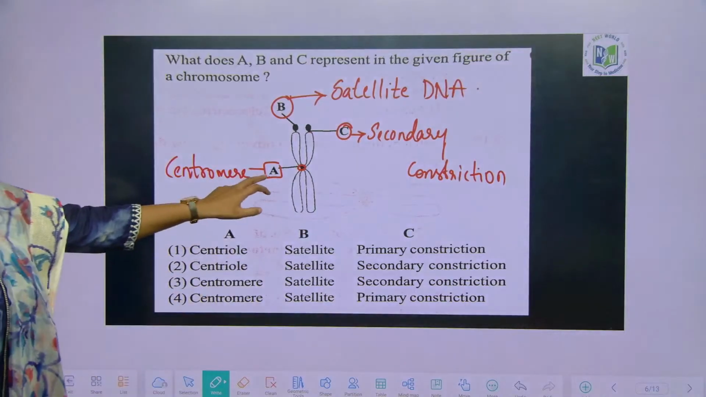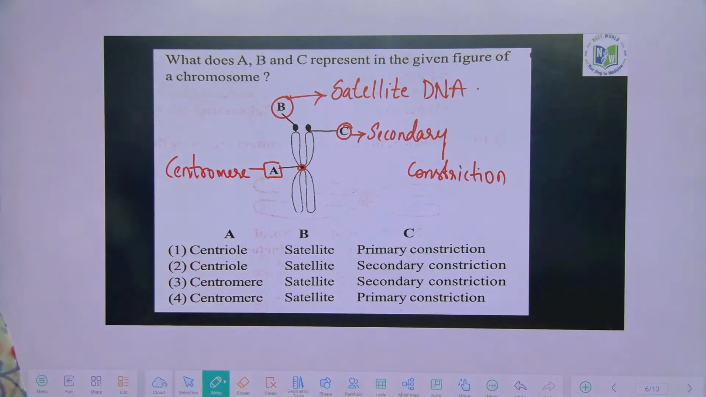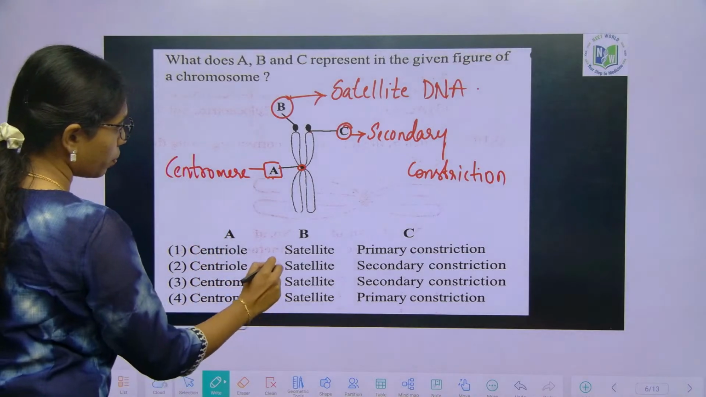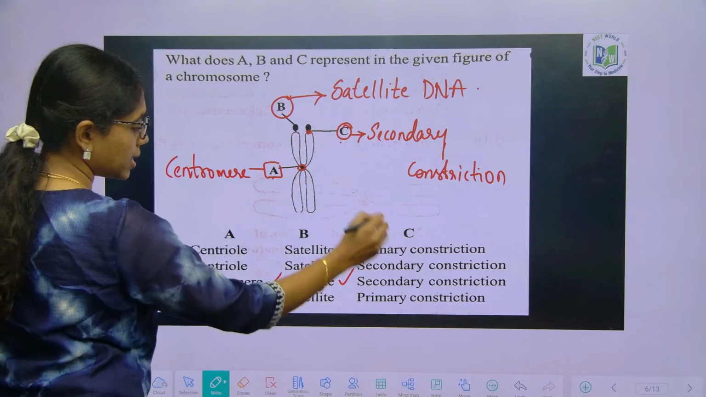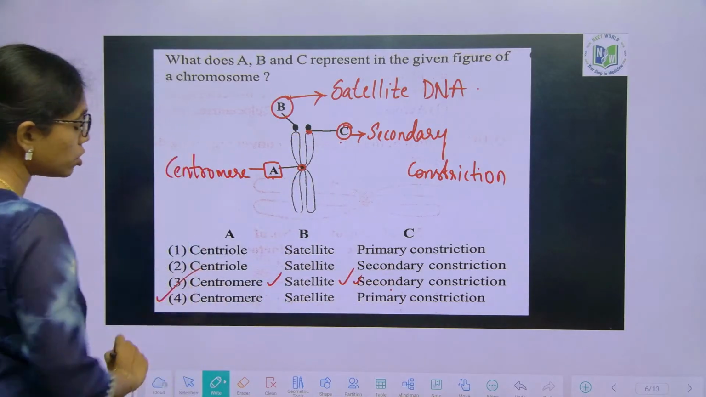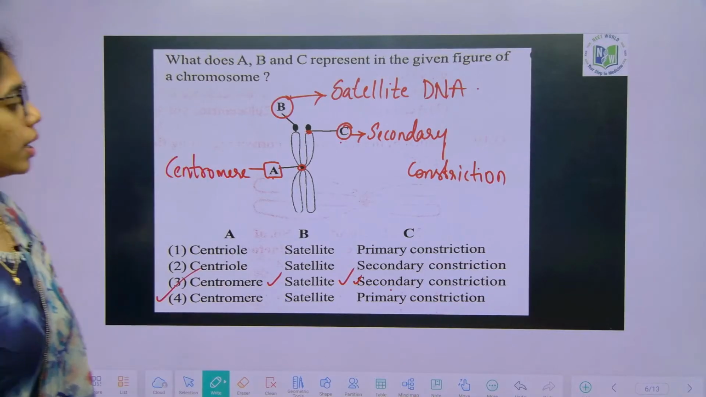What do A, B, C in the given figure of the chromosome represent? A is centromere, B is satellite DNA, C is what here? Secondary constriction. So, the right answer is option 3. Got it? Yeah. Next question.